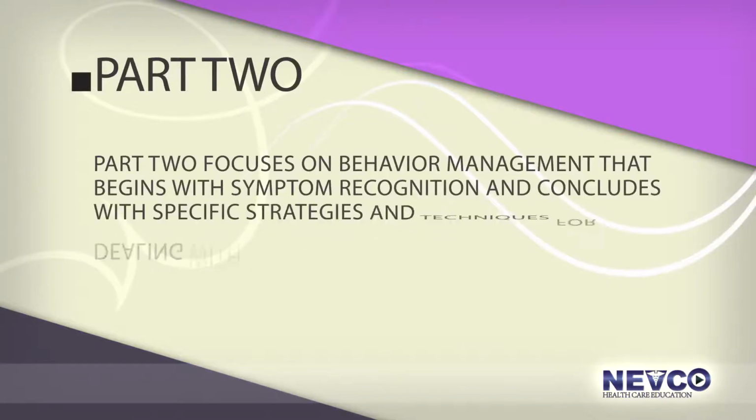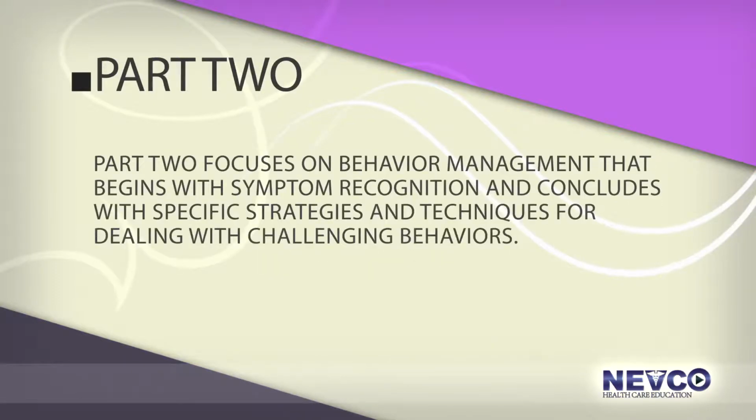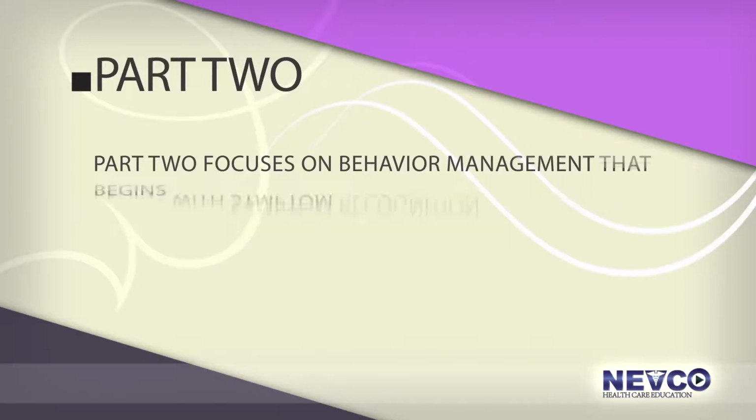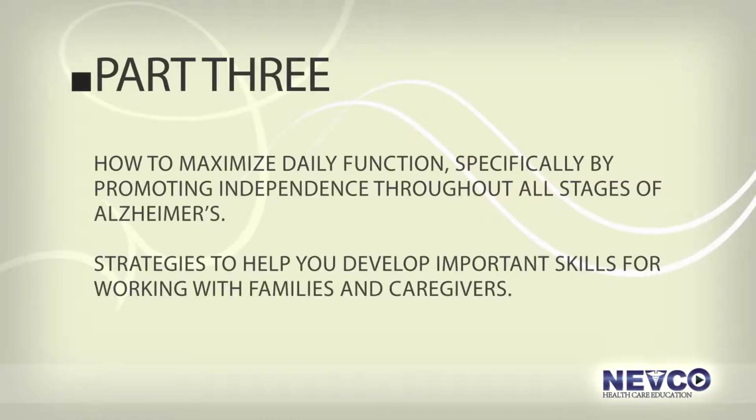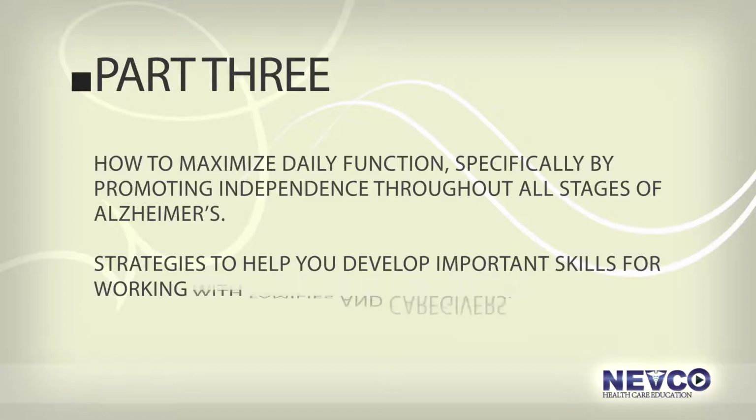Part 2 focuses on behavior management that begins with symptom recognition and concludes with specific strategies and techniques for dealing with challenging behaviors. The series concludes with Part 3, where we look at how to maximize daily function, specifically by promoting independence throughout all stages of Alzheimer's. Finally, Part 3 concludes with strategies to help you develop important skills for working with families and caregivers.